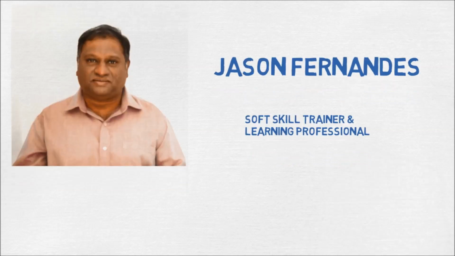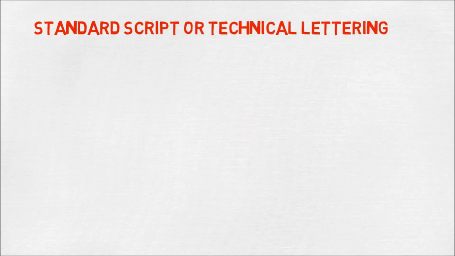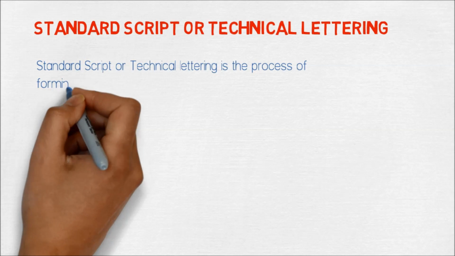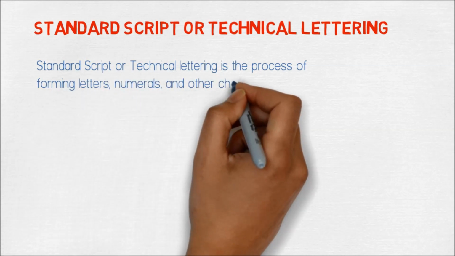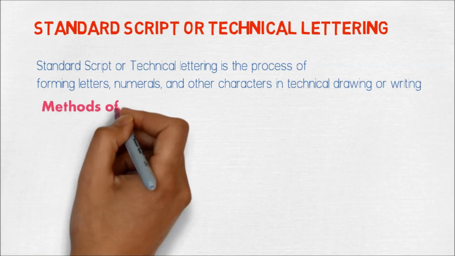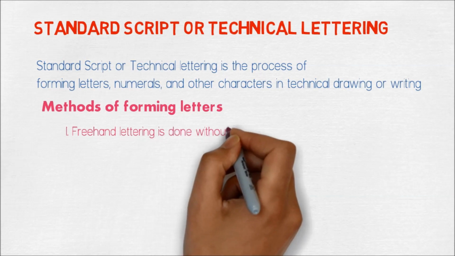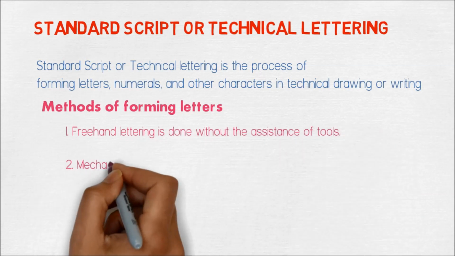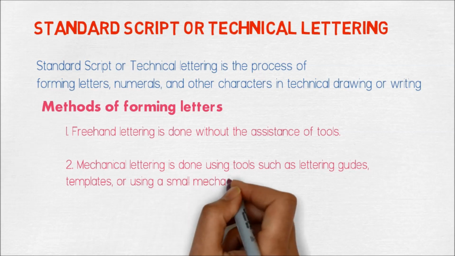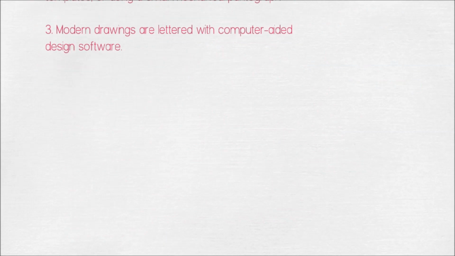Today, we are going to learn the first lesson, that is standard script or technical lettering. Standard script or technical lettering is the process of forming letters, numerals, and other characters in technical drawings or writing. The methods of forming letters are freehand. Freehand lettering is done without the assistance of tools. Mechanical lettering is done using tools such as lettering guides, templates, or a smaller mechanical pantograph. Modern drawings are lettered with computer-aided design software.